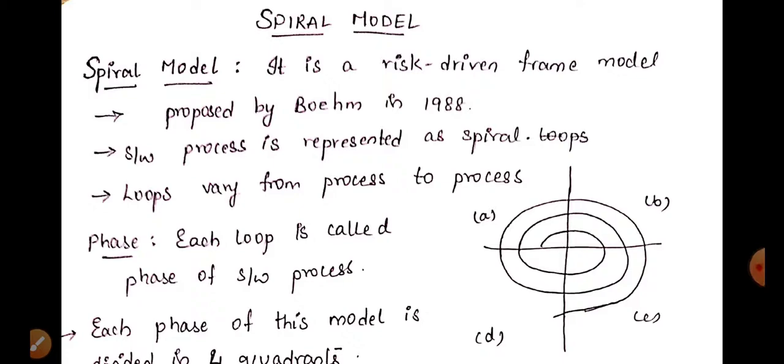Today I am going to give a lecture on spiral model. Actually, we have 9 SDLC models, out of which we have discussed waterfall model and prototype model. Waterfall model is the basic SDLC model in which we gather the requirements, do the coding part and then testing part, and then we already saw the maintenance phase.